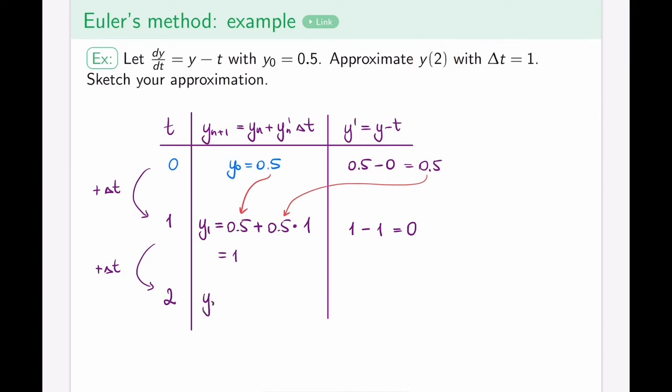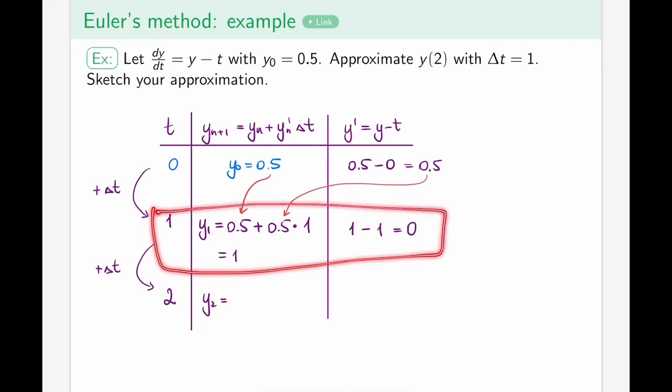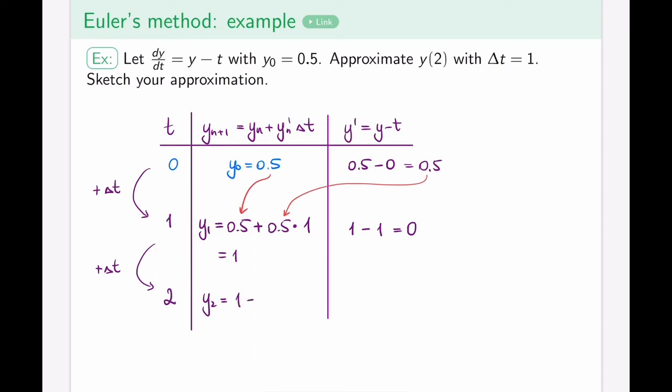And I am going to calculate the y value here. So again, using all the previous line's information, plugging it into the formula. So the previous value for y, which is 1, plus the previous value for the slope, which is 0, times the step size, which is 1.